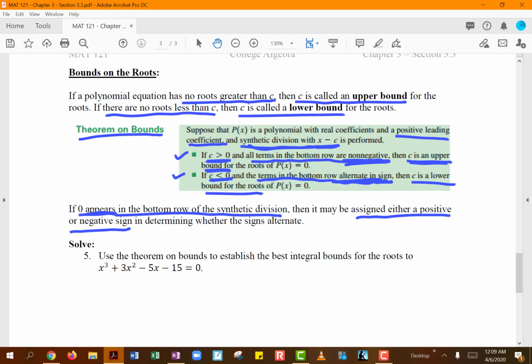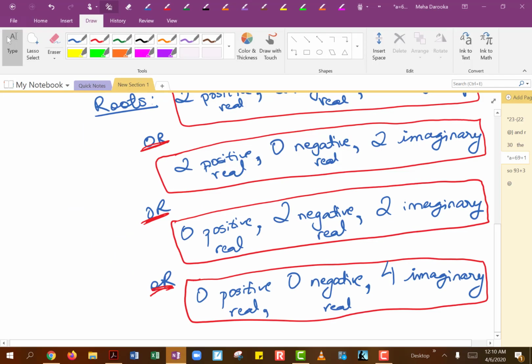Okay, so the example we're looking at here is x cubed plus 3x squared minus 5x minus 15 equals 0, and they're asking us to use the theorem on bounds to find the best integral bounds, basically what your upper bound and lower bound for the roots are going to be. So let's take a look at this example here.